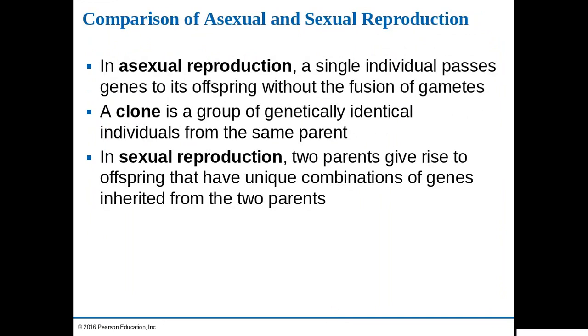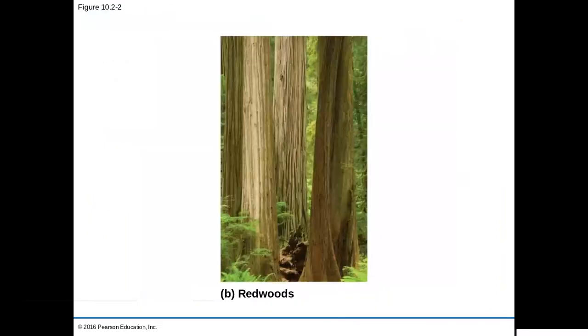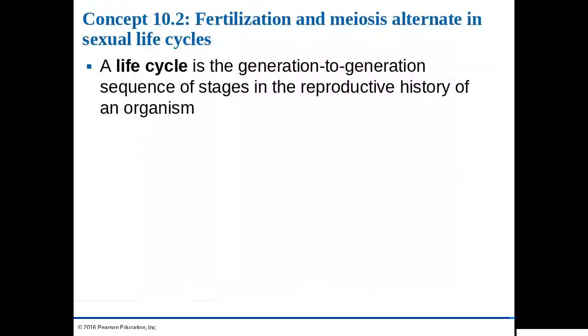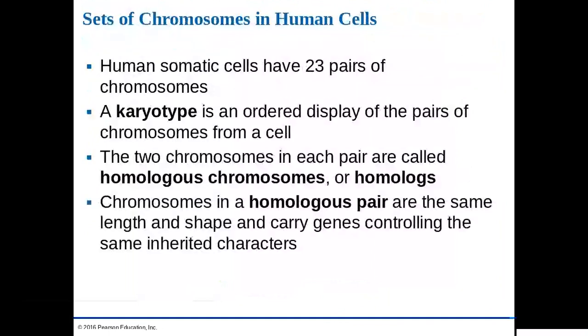Victoria, please go to 121. In 10.2, we talk a little bit about how fertilization and meiosis occur. So basically, this is the study of the life cycle of a particular organism.